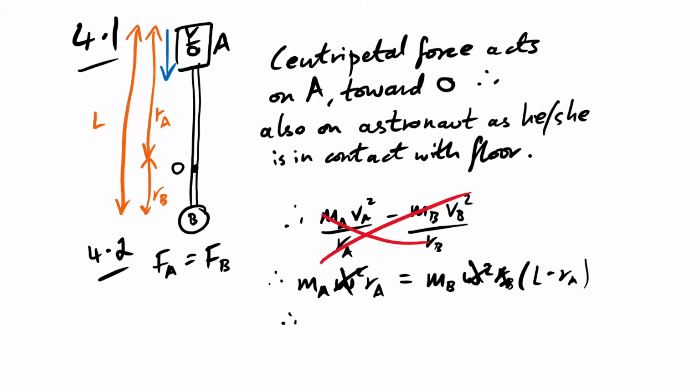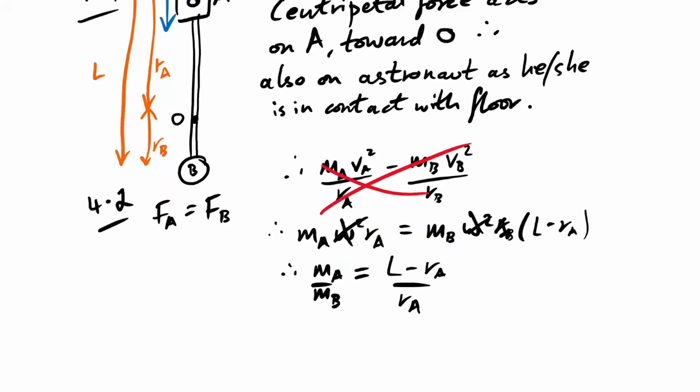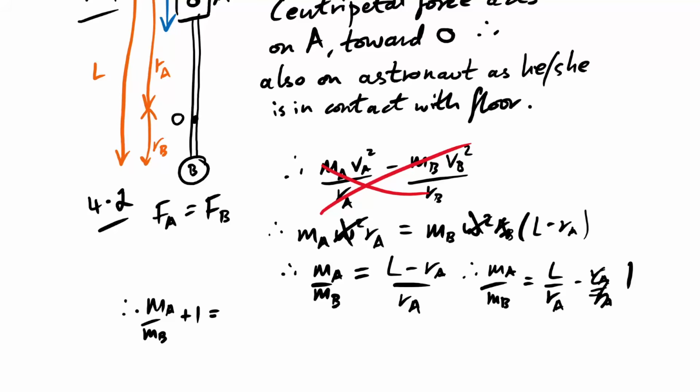We need to get common things, don't we? We need to get all the RAs on the same side. So let's move over all the M's onto the same side, and then let's put RA over the other side as well. So therefore we can say that MA over MB, just factorising this, is going to be equal to L over RA minus RA over RA, which is just a 1. So therefore ratio of the masses plus 1 is equal to L over RA. So therefore I can say that that is MA plus MB all over MB.